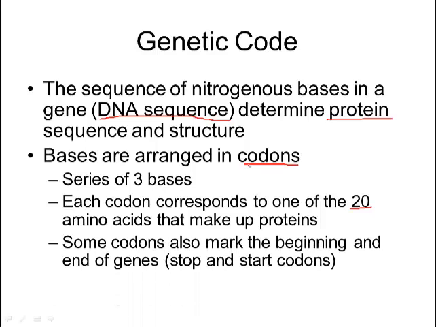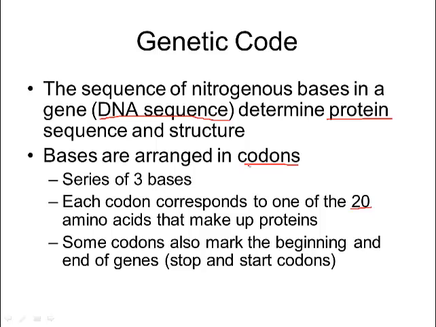Now we also have special codons that are going to mark the beginning and end of genes, so we know where one gene starts and another one ends, and these are called stop and start codons. So that we always know where we have to begin making a protein, we have a start codon, and when we need to stop making that protein, we have a stop codon. And that way we can always finish the process of making the protein completely.